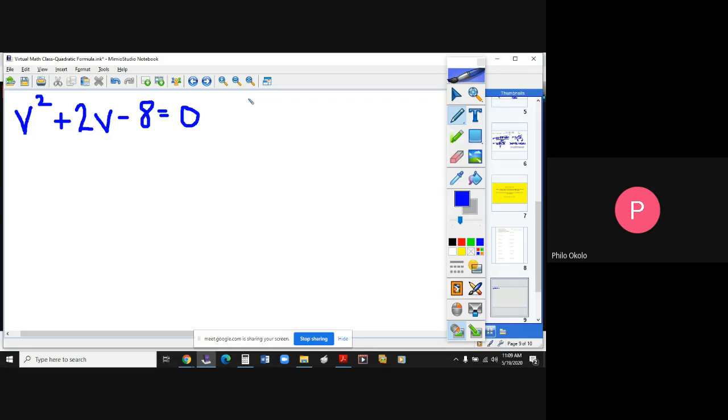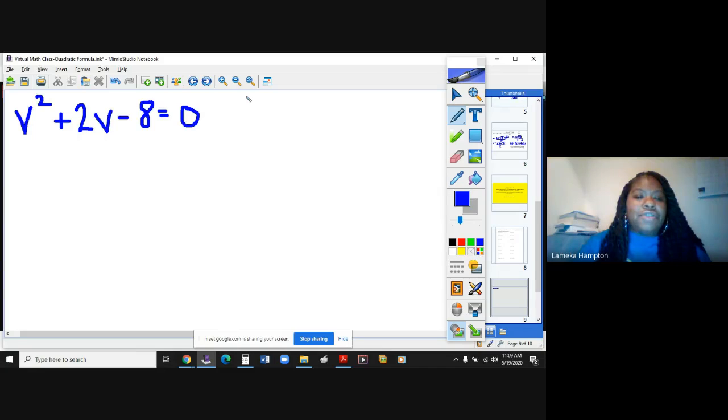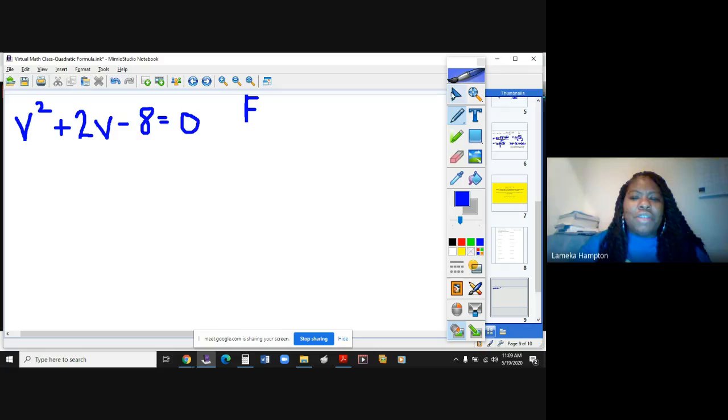The third term. Yes, you're going to factor the third term. So find the factors of the third term. Okay, so our third term would be negative 8. So I'm going to write all the steps over here because I'm going to need room.